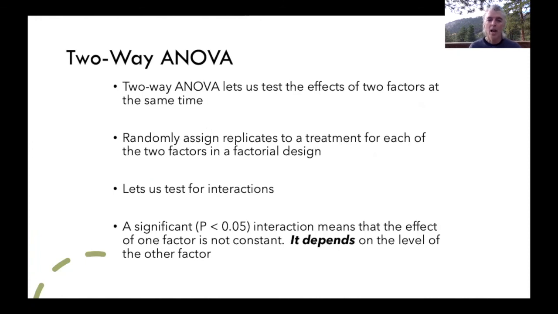So in summary then, a two-way ANOVA lets us test the effects of two factors at the same time. Randomly assigning replicates to treatments for each of these two factors in all possible combinations represents what's called a factorial statistical design. When we have a factorial design where all combinations between two factors are present in our statistical analysis, we can test not only the independent effects of the two factors, but also test for their statistical interactions. When we have a significant statistical interaction, this means then that the effect of one factor is not constant. It depends on the level of another factor.